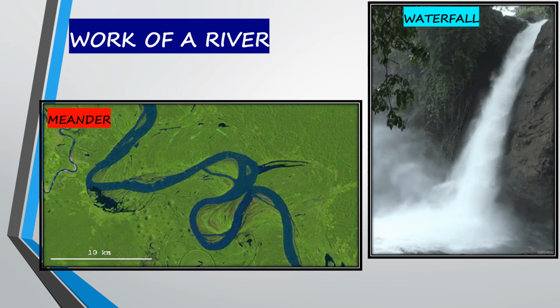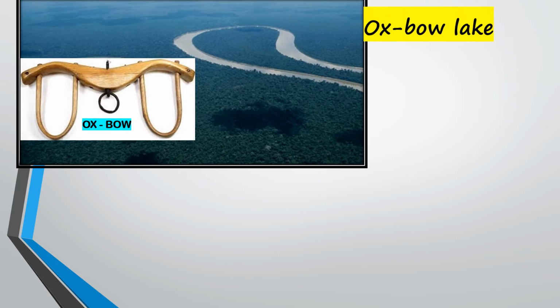Due to continuous erosion and deposition along the sides of the meander, these are the sides, the meander loop comes closer and closer. In due course of time, this meander loop gets cut off from the main river, resulting in the formation of an Oxbow Lake. Now, why this name? Just see here, this is the bow of the oxbow. It has a similar shape and hence it is called Oxbow Lake.